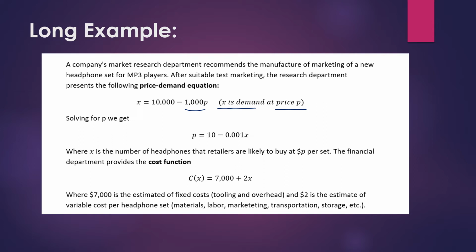A cost function for manufacturing the headphones will be 7,000 plus 2x. This is provided to me. They're saying the 7,000 is the estimated fixed cost, so think about tools, overhead, rent on the facility, where $2 is the estimated variable cost per headset. So think about the materials, labor, transportation, and all that. So I've got a price and I've got a cost.